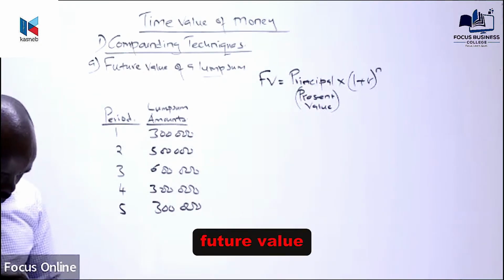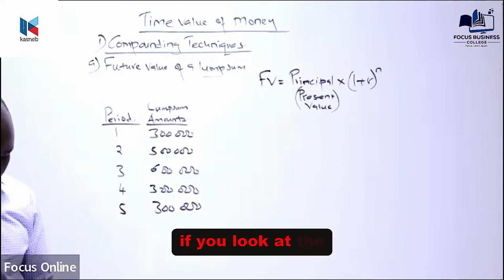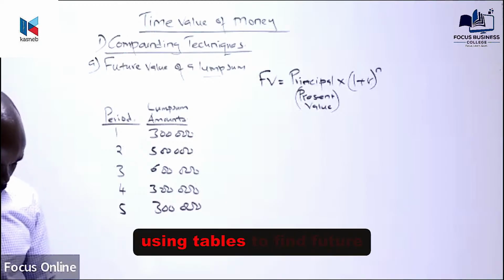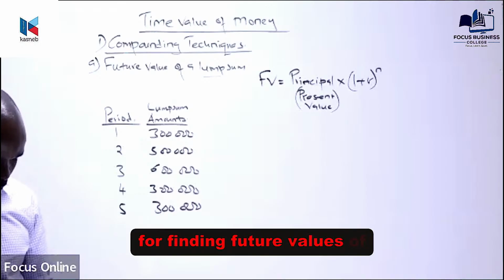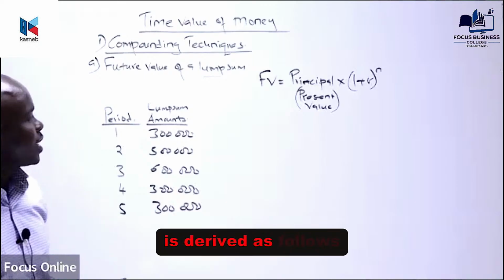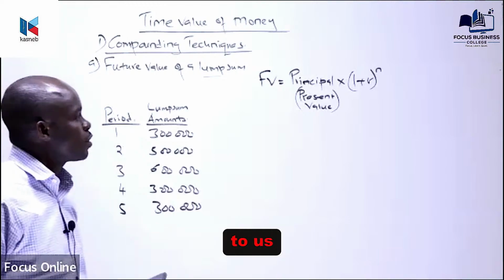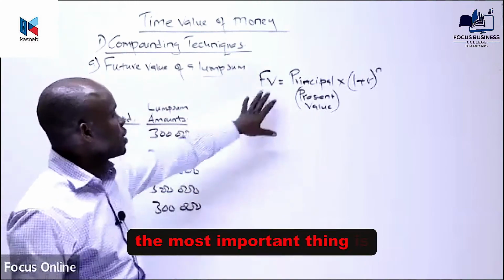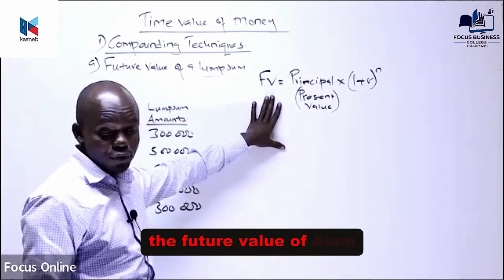Future value of a lump sum should be there. If you look at the handout, you'll see using tables to find future values. The equation for finding future values of a single amount is derived as follows. How it is derived is not so much important to us. The most important thing is this. This is how we get the future value of a lump sum.